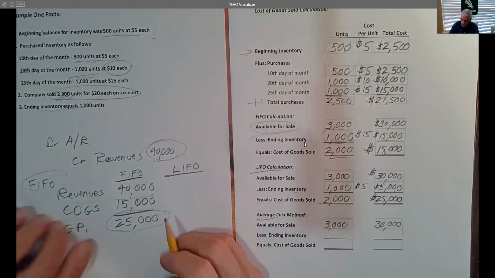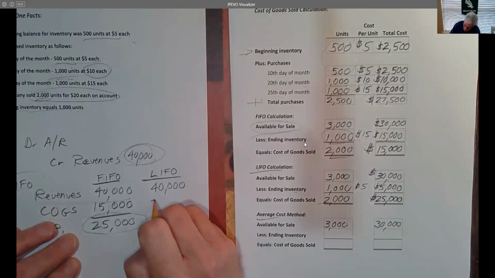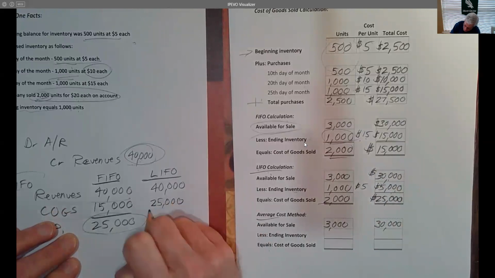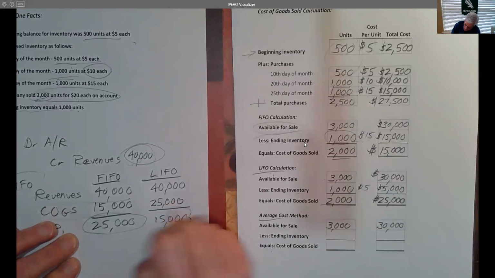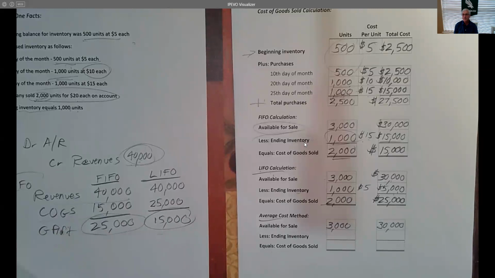So under LIFO, revenues don't change. What customers pay, they don't care how we account for the inventory. They paid 40,000. Cost of goods sold was 25,000. And look at that. Gross profit is less under LIFO. Why? Rising prices. Under increased pricing, LIFO will give you a smaller profit. That's why LIFO basically primarily comes about because people want a larger tax deduction, and they can pay less taxes under LIFO under rising prices, and mostly we experience inflation in rising prices.